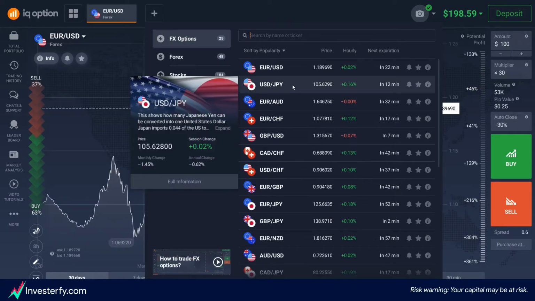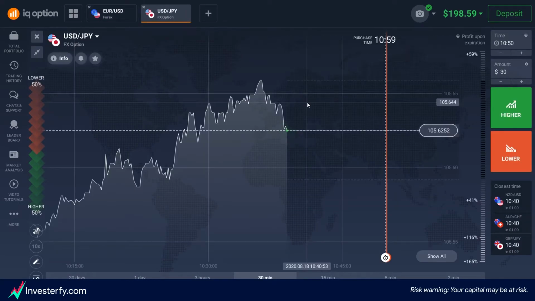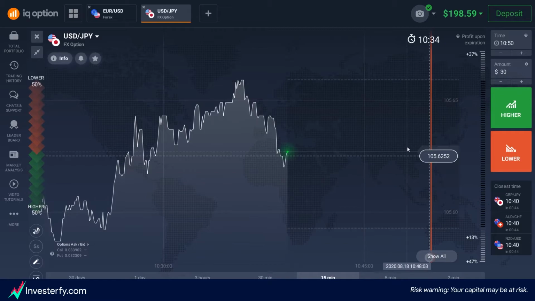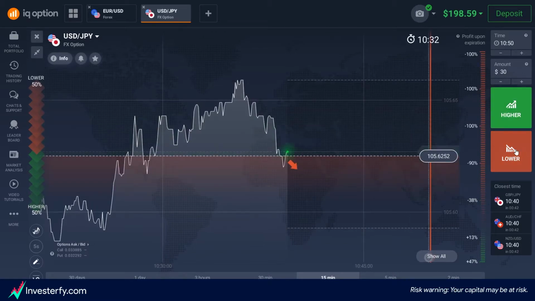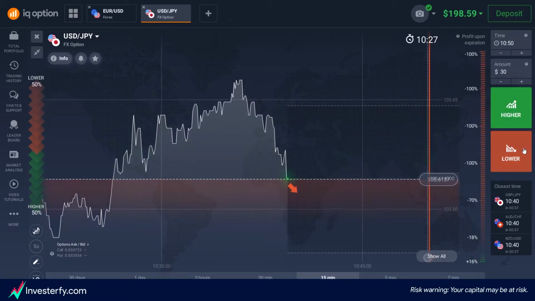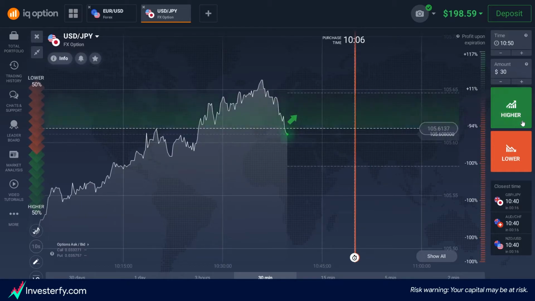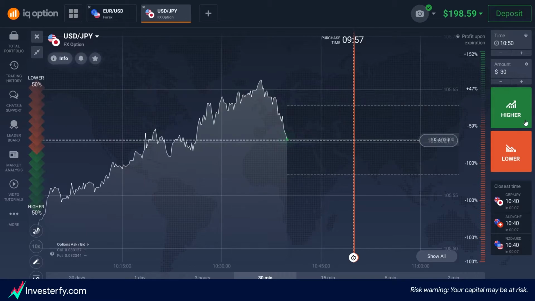FX options allow you to buy puts and calls on some currency pairs that expire very soon. Here we have USD versus the yen, for example, and as you can see I can buy a higher or lower option, which is just the same as call and put here. And these have an expiration time of within about an hour. When you hover over these, you can see the potential profit and loss at different price levels.